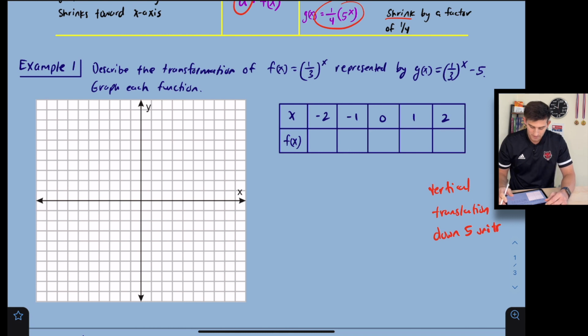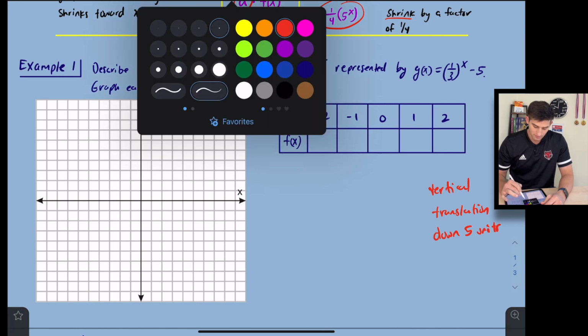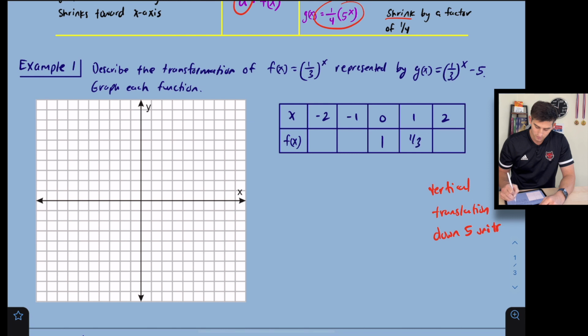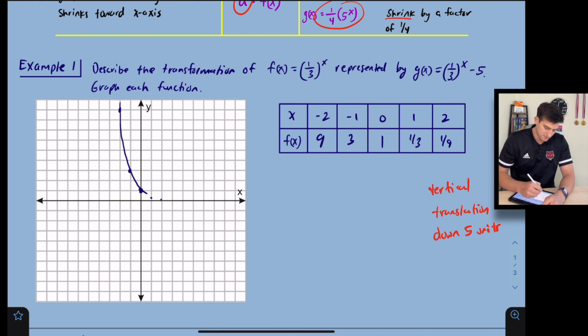And now let's actually graph it. So in order to help us graph it, they actually want us to graph both of these functions here. And so I'm going to go ahead and graph in blue, like a navy blue, the original f of x function, so 1/3 to the x, right? Well, we know anything to the 0 power is 1. This would be 1/3, this would be 1/9, this would be 3, and this would be 9. So let's go ahead and plot this. So 0, 1, 1, 1/3, and 1/9, right, for 2, we're just getting closer to the x-axis. -1, 3, and -2, 9. Okay, so I'm going to go ahead and graph this one. This would be my f of x function, my f of x exponential.